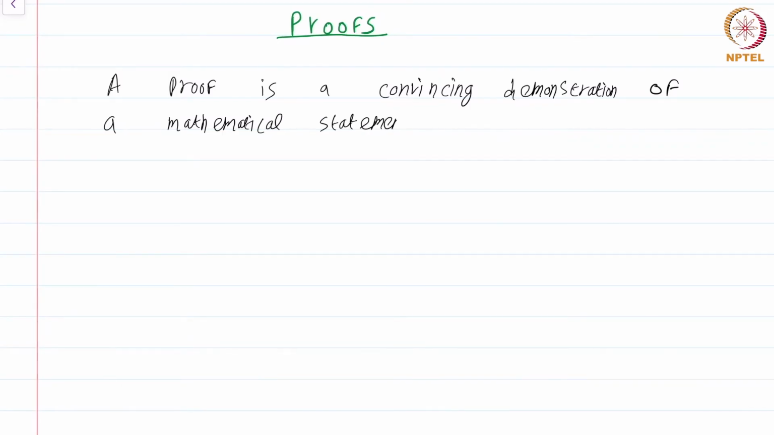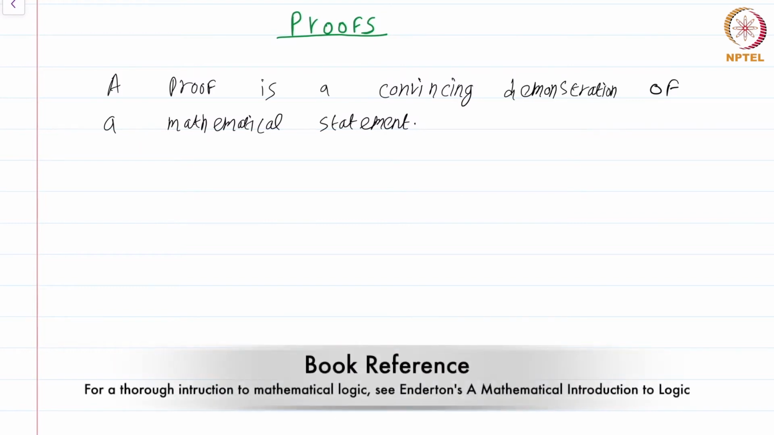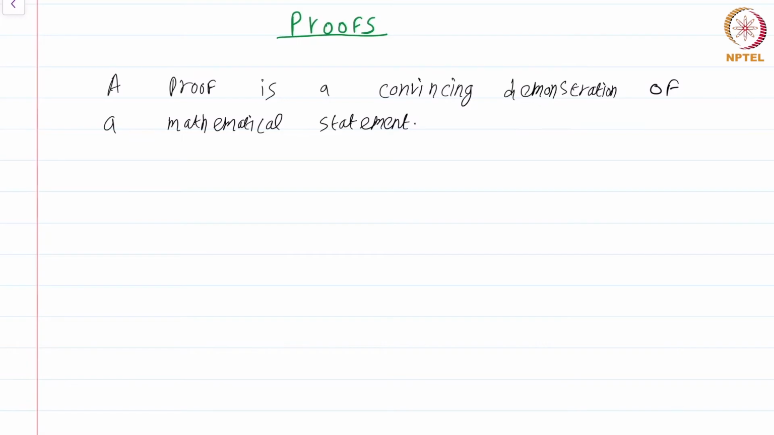Now, in the previous modules, we have seen what a statement is. It is a sentence that has a true or false value. These sentences could depend on a variable. They could have quantifiers attached to them. We have to somehow determine the truth.